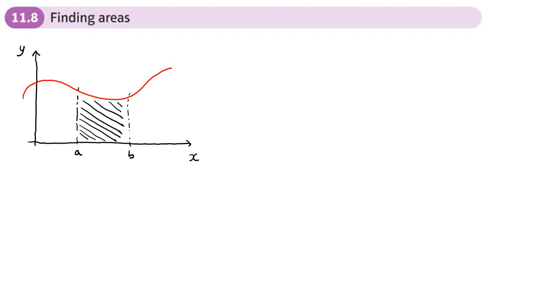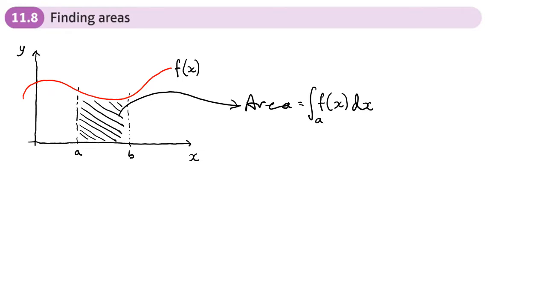What we said was that we can find it by integration. If this is the graph of f of x, then this area is given by the integral of f of x between the limits of a and b. So we can find the area. I think also in year 1 you looked at finding the area between a line and a curve. We're now going to be looking at the area between two curves.